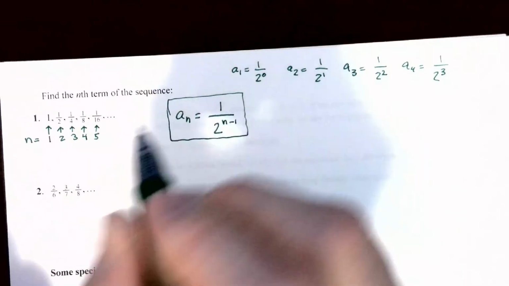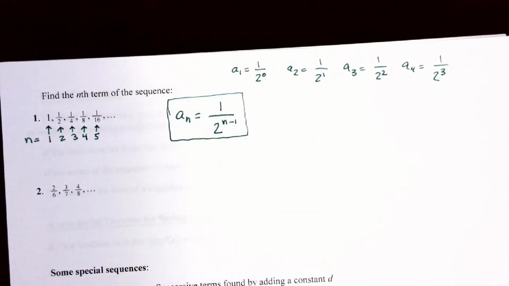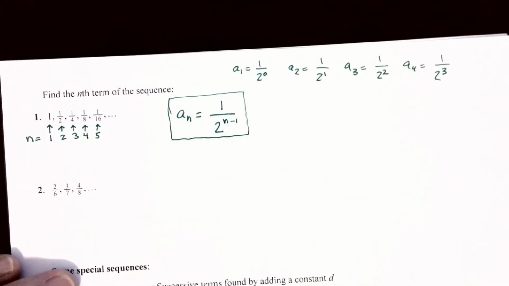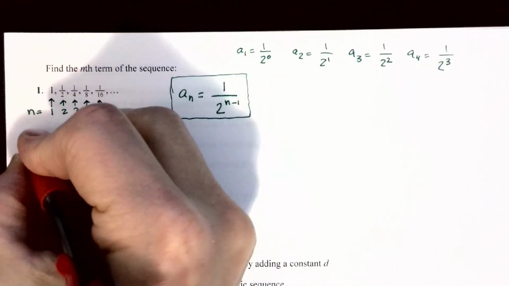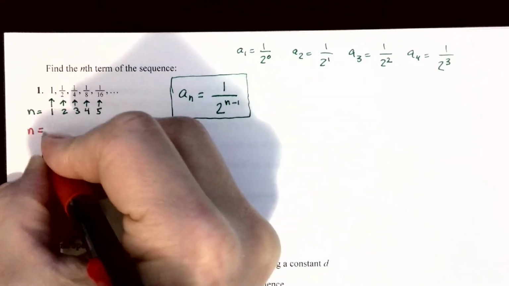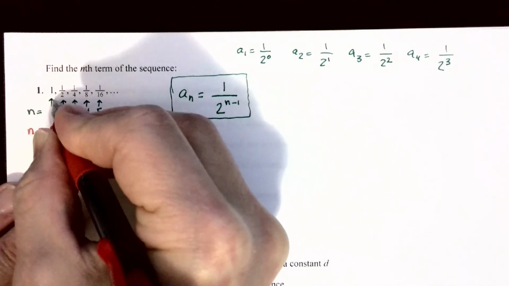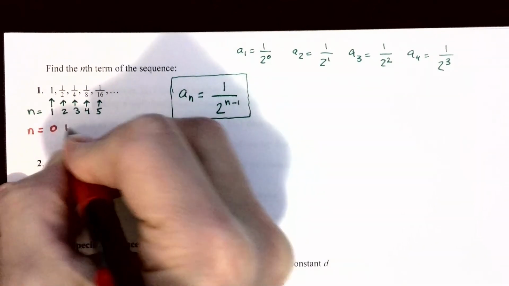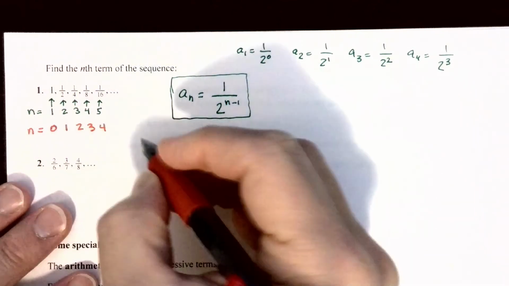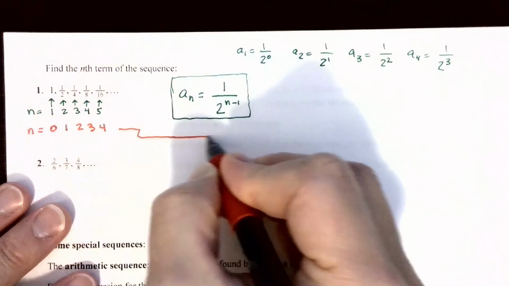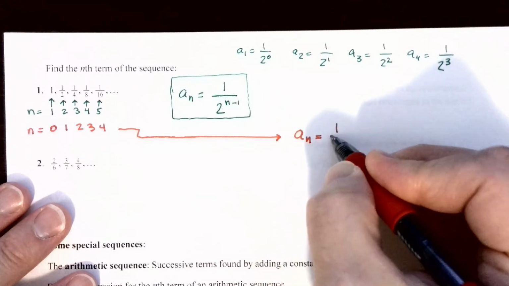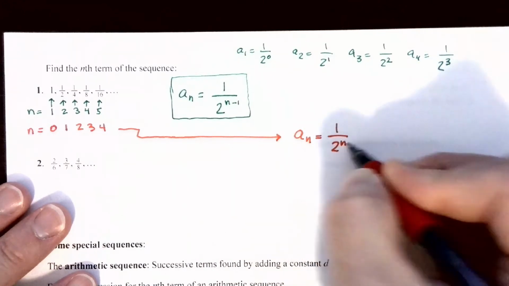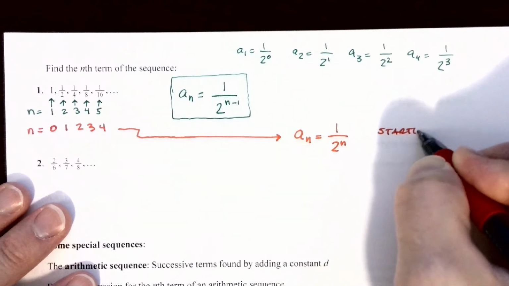Now, nth terms are not necessarily unique because it depends on where we're starting. Here I started with n equal 1. I just want to show you, if I were to instead have started with n equals 0, and then n equal 1, 2, 3, 4, and so on, what's my nth term in that case going to be? Well, in that case, it's just going to be 1 over 2 to the n, right? So starting with n equal 0.